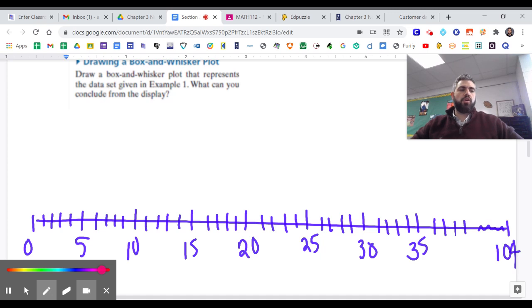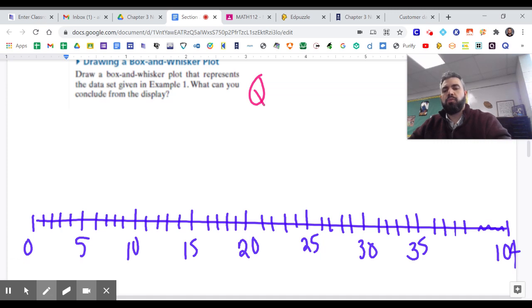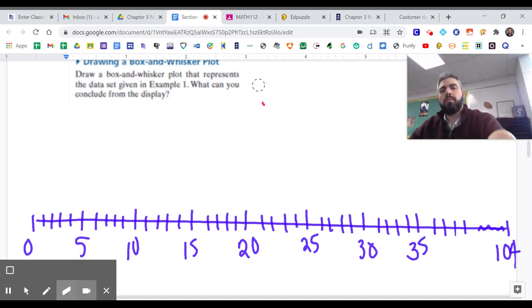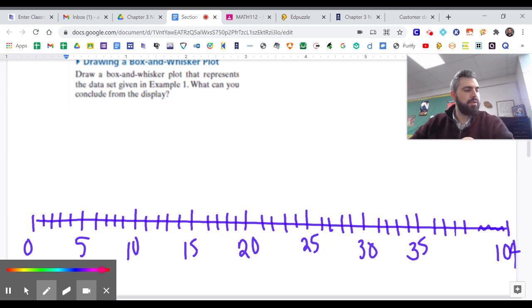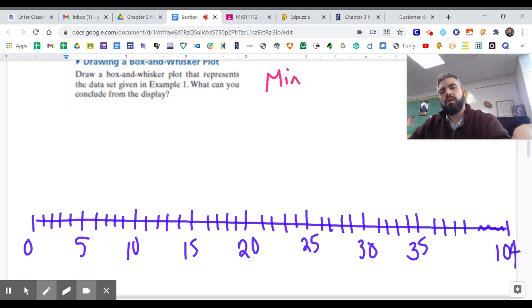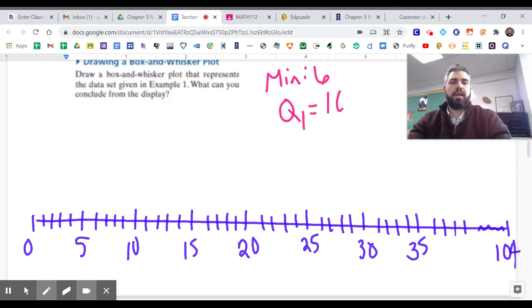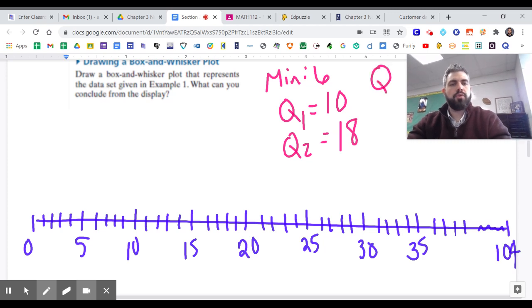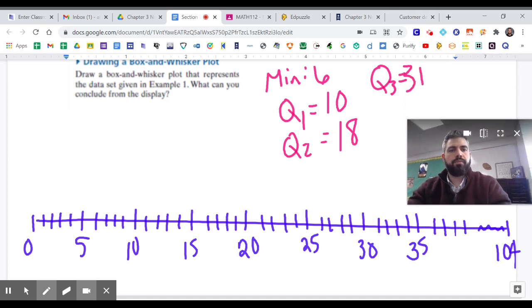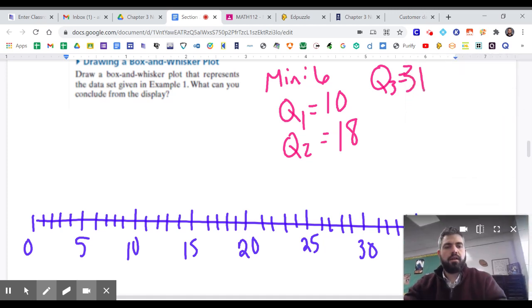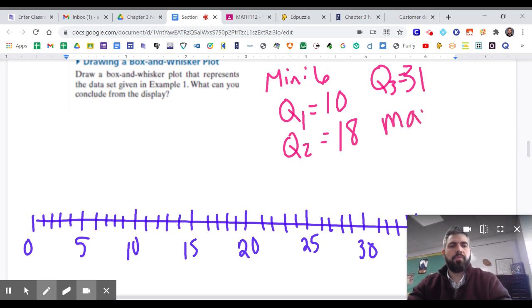And so our important values. Let's talk about our 5 important values. All right, let's talk about our minimum value. The smallest value back in that number set was 6. So the minimum was 6. Our Q1, when we found it, was 10. Our Q2, when we found it, was 18. Our Q3 was 31. And then our maximum value, our biggest one, was 104.